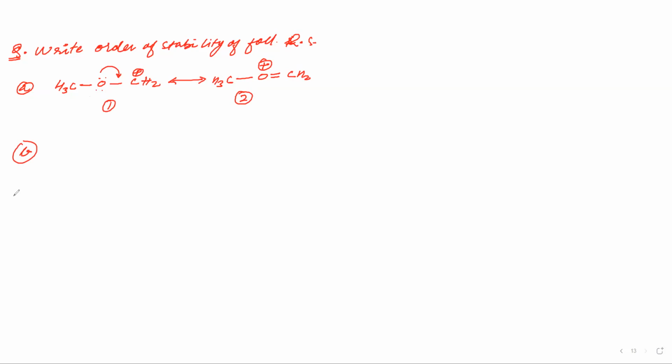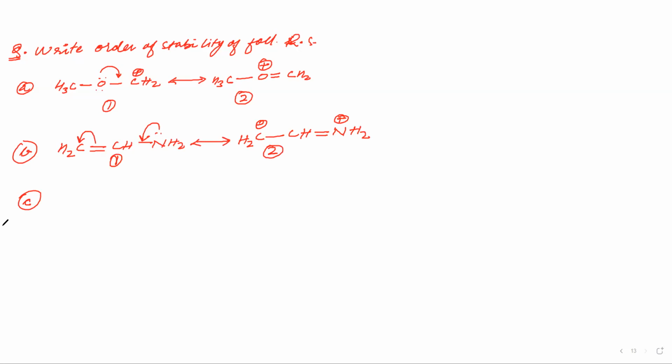The next question is CH2, single bond CH, and a single bond NH2. Now the resonating structure would be like this: CH2 with a negative charge, single bond, CH, double bond, NH2 positive. Now you have to look at the C question. You have to compare between, again, this is 1, this is 2. You have to write the order, which one is more stable.